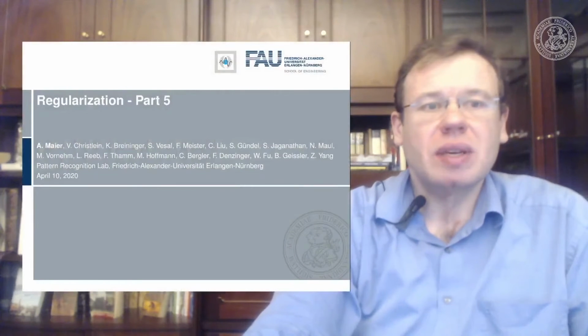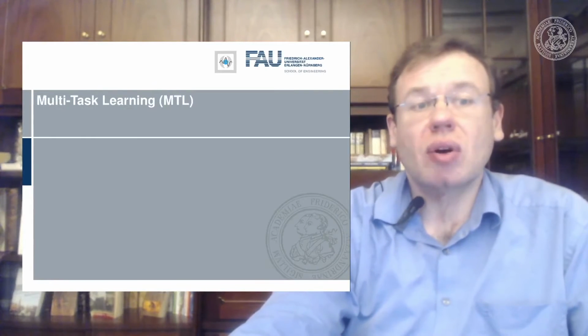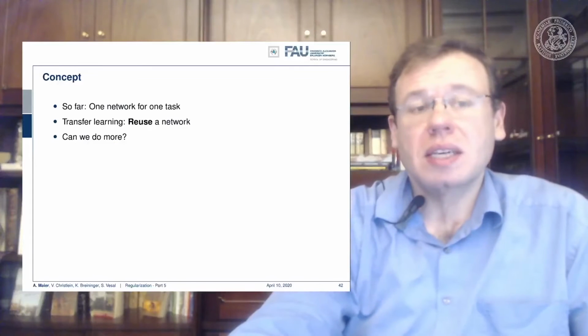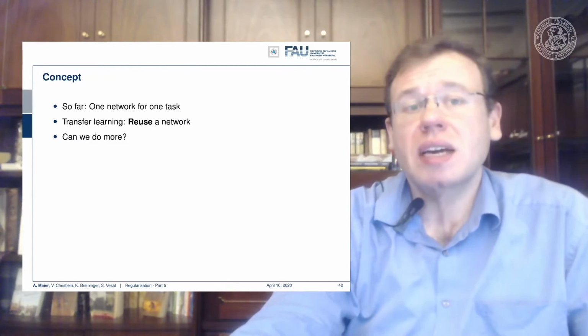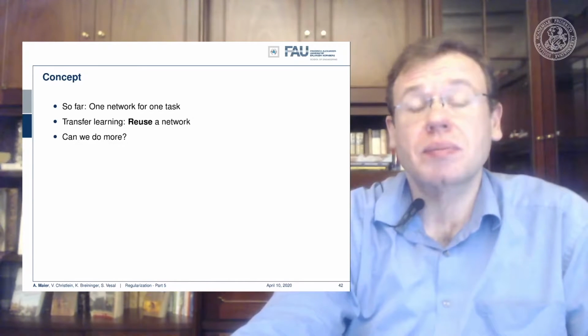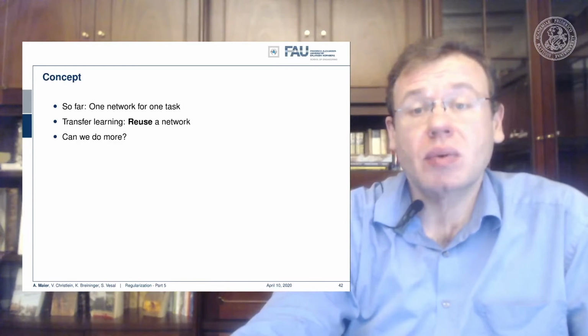So today we want to conclude talking about different regularization methods, and in particular about one more technique that is called multitask learning. Also because I'm lazy. So with multitask learning, we want to extend the previous concept. Previously we only had one network for one task, and then we had transfer learning to reuse the network. That has been done in principle for many decades. But the question is, can we do more? Can we do it in a better way?